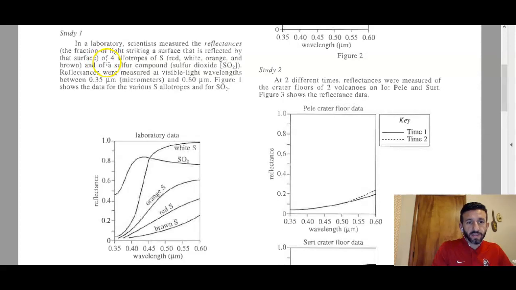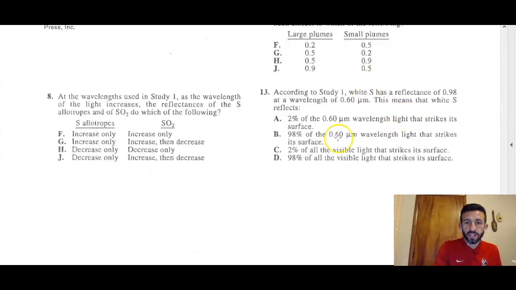So I'm going to keep reading here, and it says the 4 allotropes of sulfur, I've got the 4 colors, and of a sulfur compound, SO2. Then it says reflectances were measured at visible light wavelengths between 0.35 and 0.60. So it's not saying all the visible light, just between these specific wavelengths. So we're getting specific measures. Okay? So if we go back to question 13, we're either between 98% at 0.60 or 98% of all visible light. And the answer would be 98% at 0.60. Okay? So there we go. We're done with this passage.